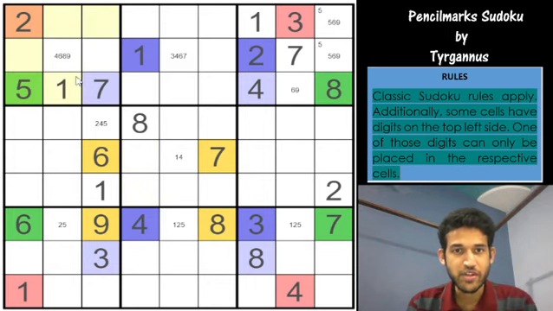Okay, 3 in box 1 has only one cell left. So which means 3 has to go here. It cannot be in row 1, it cannot be in column 3. So 3 goes there.